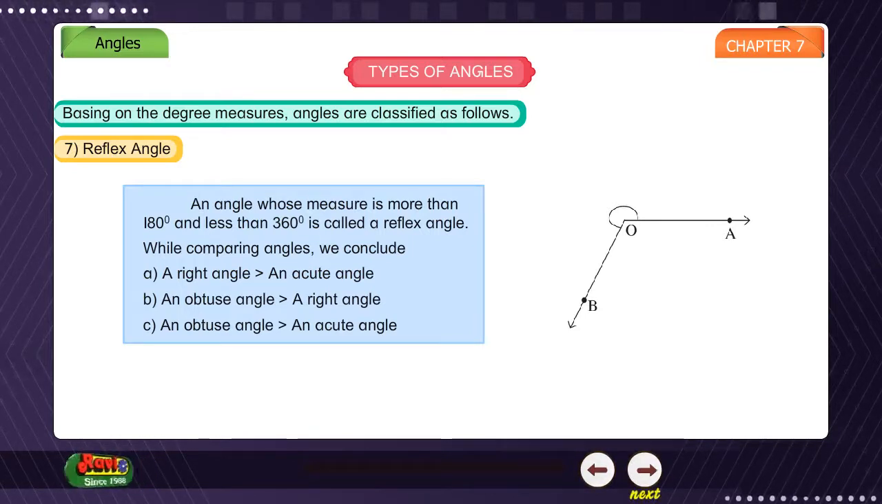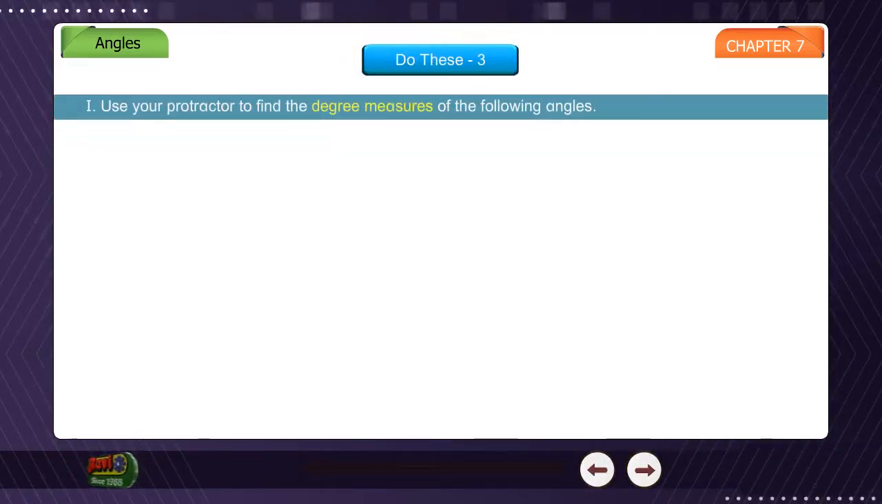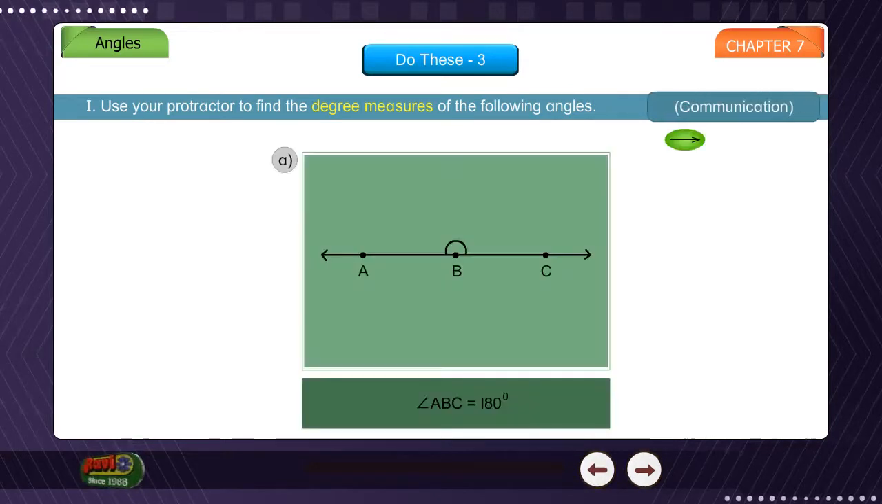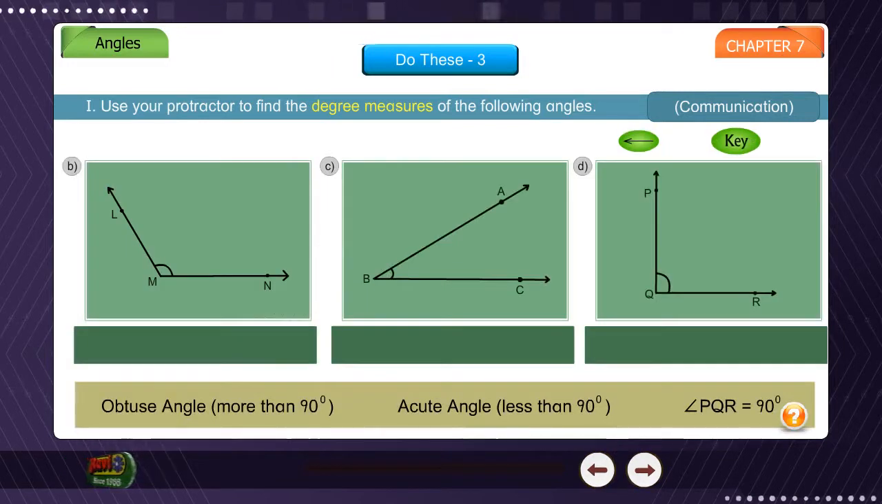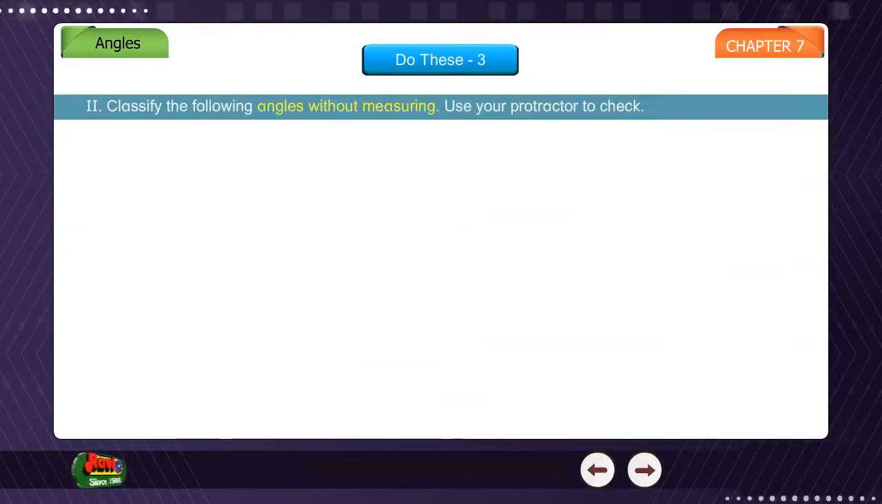Do these. Three. One. Use your protractor to find the degree measures of the following angles. Communication. Two. Classify the following angles without measuring. Use your protractor to check. Reasoning proof.